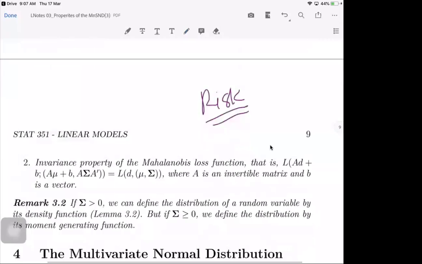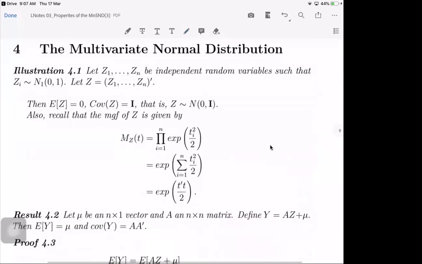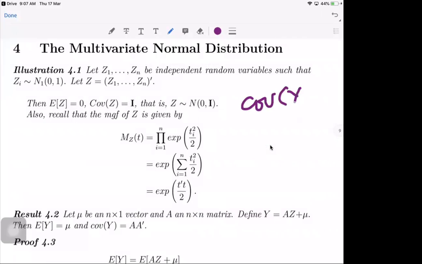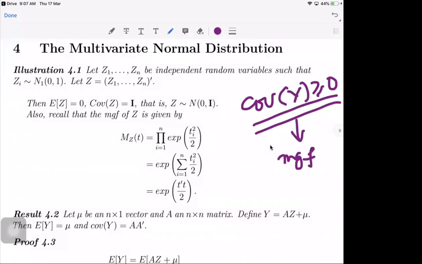So now we will continue with the normal multivariate normal distribution. Recall that since we can only assume at this moment that the covariance of your random vector y is non-negative definite, we will be working on the moment generating function so that we can have some properties of the distribution of your random variable.